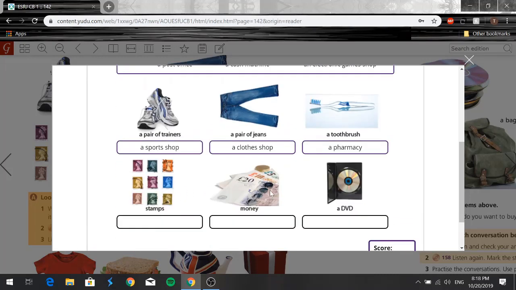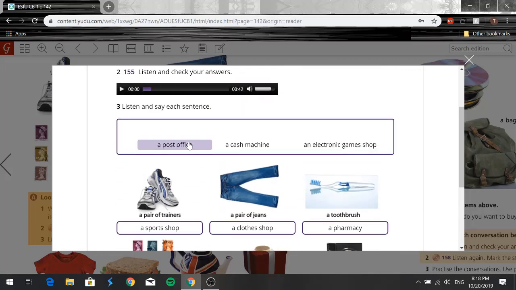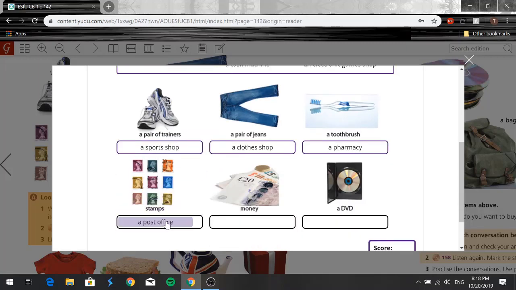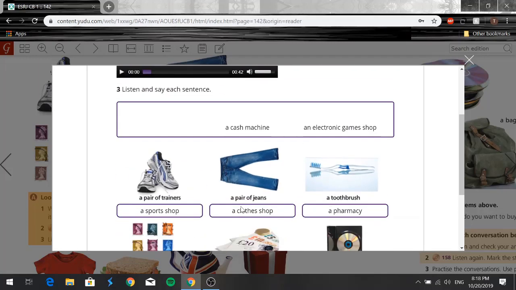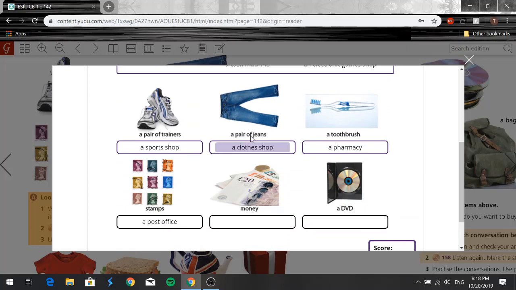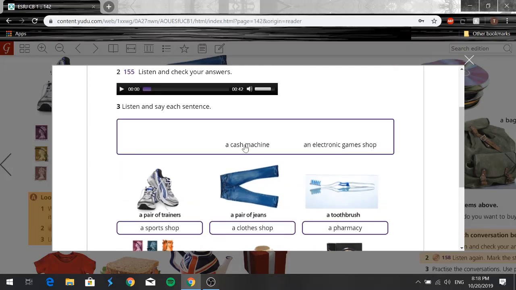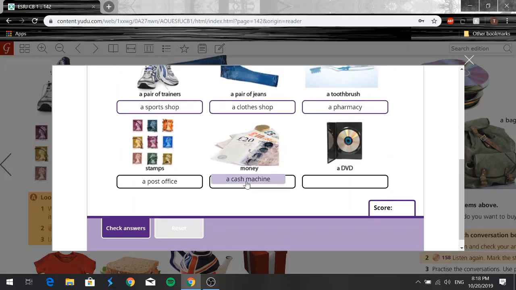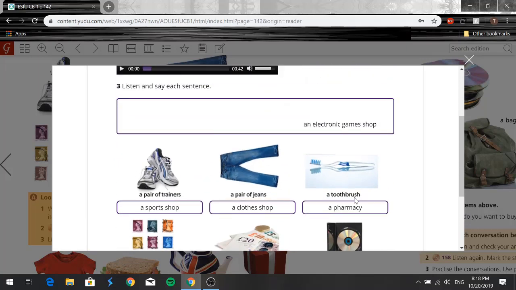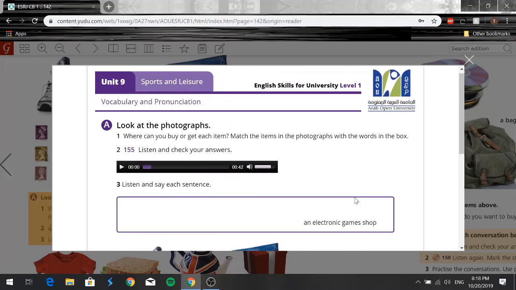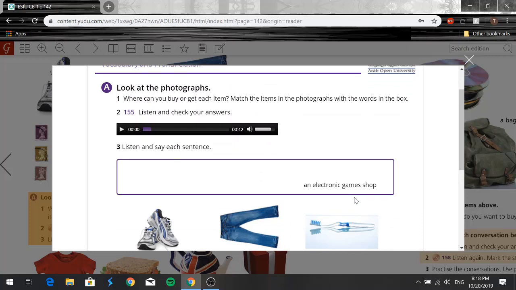And then we have, what do we have? Post office? Yeah, so we'll say you can buy stamps in a post office. Okay, so stamps, post office. Money, you can get money from a cash machine. And finally we have DVDs. So we'll say you can buy DVDs or a DVD in an or from an electronic games shop, both are correct. Okay, now let's listen and check our answers. Here we go.